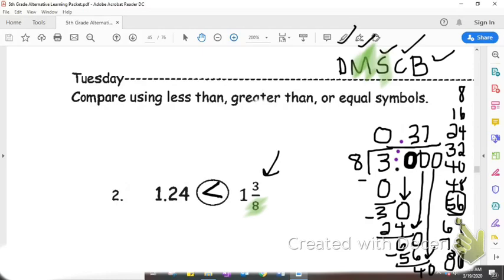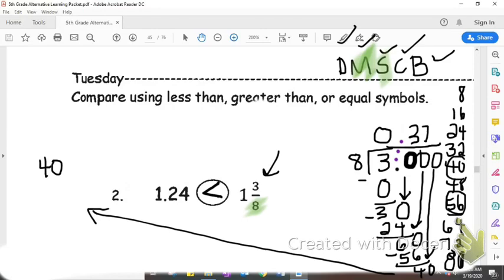Okay, I'm totally running out of space, and I apologize. I'm going to transfer it over here. So I need to do 40 divided by 8. It's right there. 40 divided by 8 is 5. 5 times 8 is 40. I subtract, and I get 0. So I'm done dividing out.